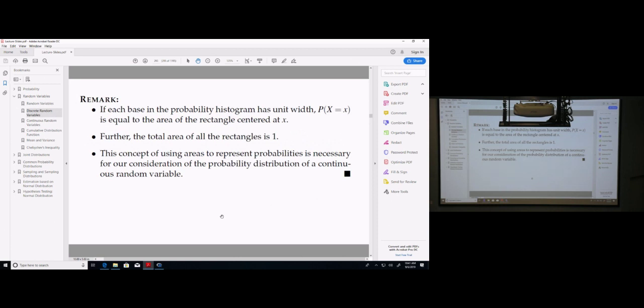Now, if each base in the probability histogram has unit width, then the probability that x equals small x is simply the total area of the rectangle centered at x, all right? So the area and the height actually are equal. And then the total area of all the rectangles is 1, because we know the sum of the heights is equal to 1. This concept of using areas to represent probability is necessary for our consideration of the probability distribution of a continuous random variable.